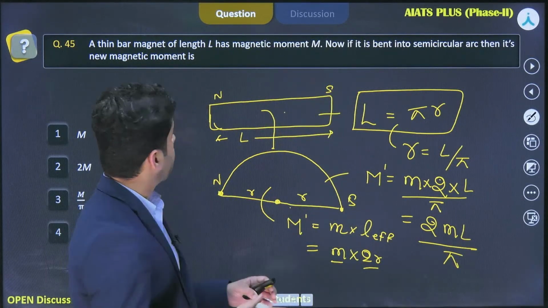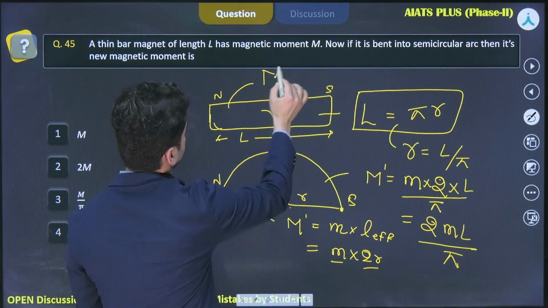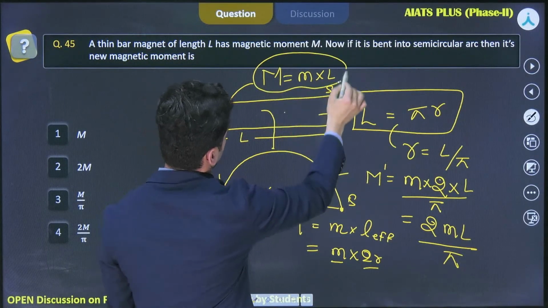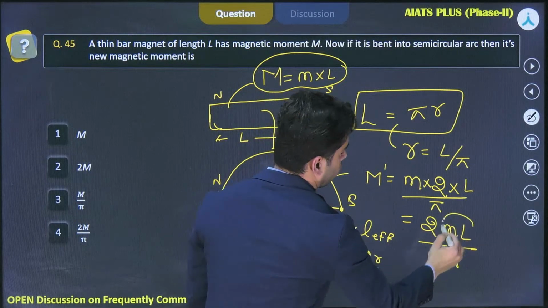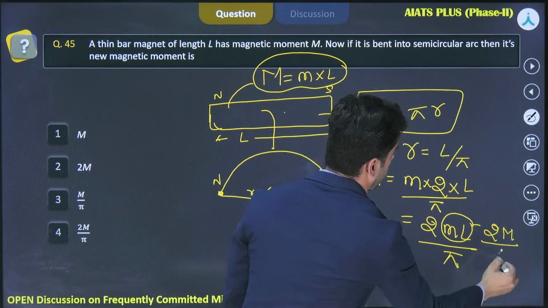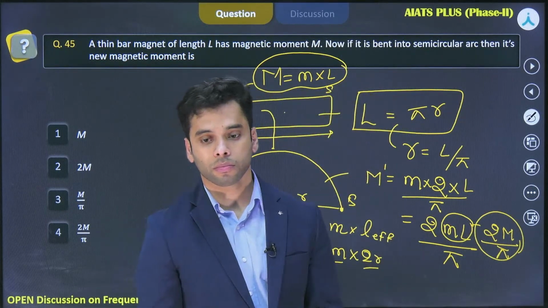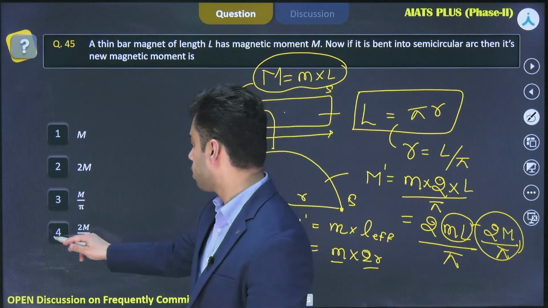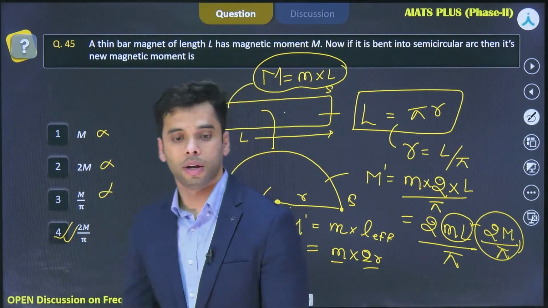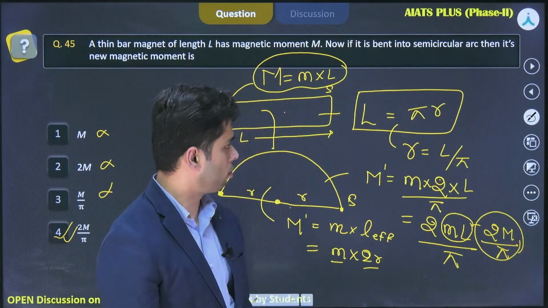Right? And the bar magnet had a magnetic moment capital M. So this capital M will be equal to m into L. So this m into L can be written as 2 times capital M over pi. That's the magnetic moment. Option 4 is the correct answer to this problem, not M, not 2M, not option 3. Yes, 2M by pi is the correct answer to this problem, right?